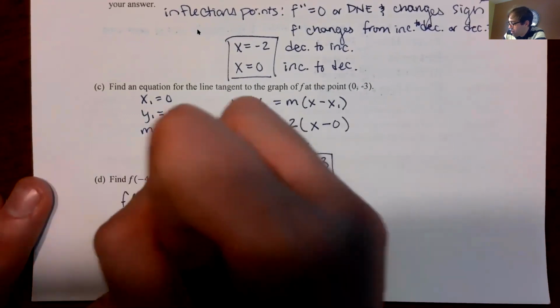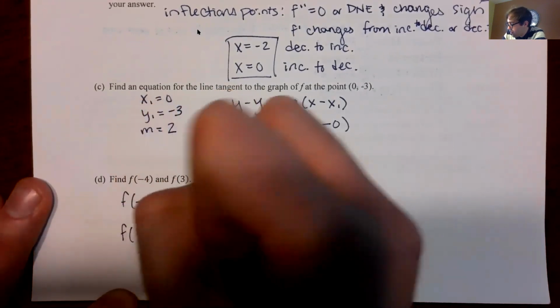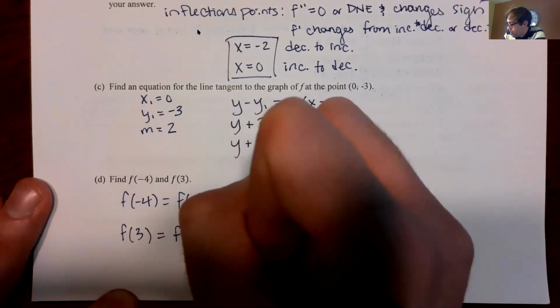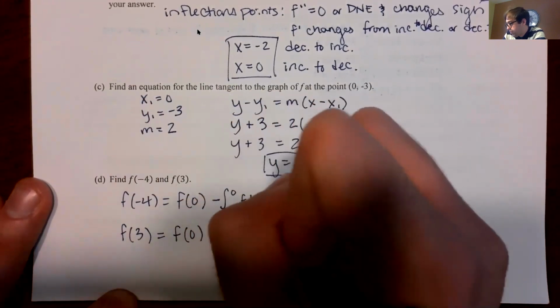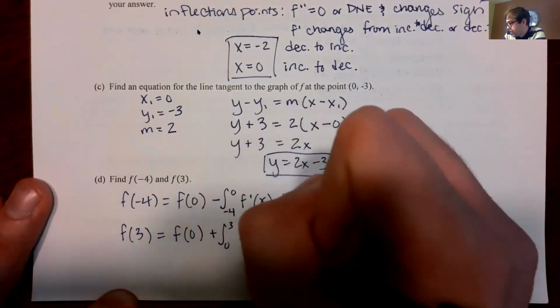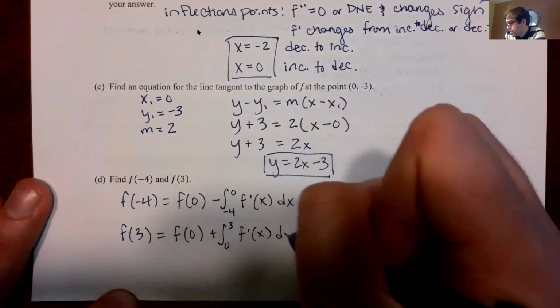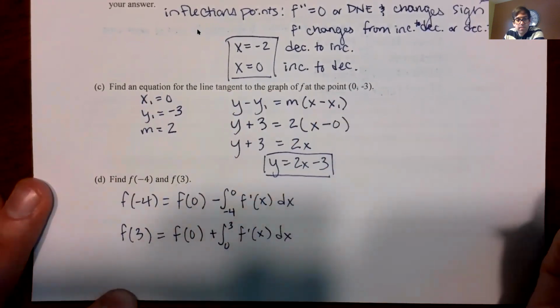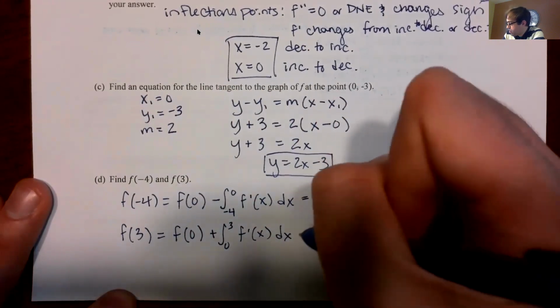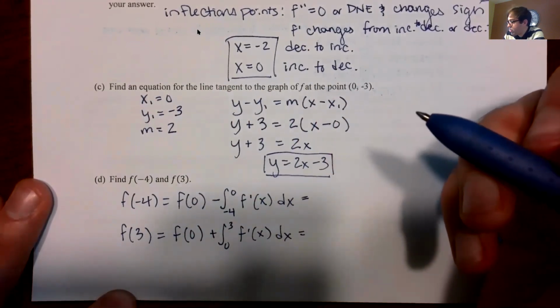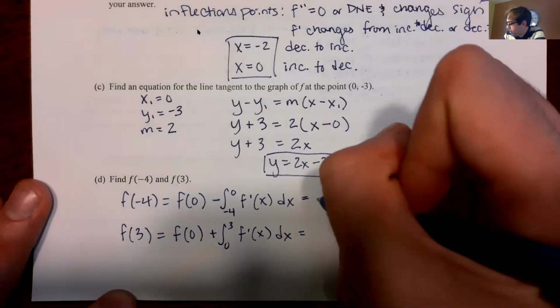We're going to do the same thing for f of 3, but 3 is to the right of 0, so we can add the integral from 0 to 3 of f prime of x dx. All right, so that's the difference there. So let's try to figure this out. We were told that f of 0 was -3.